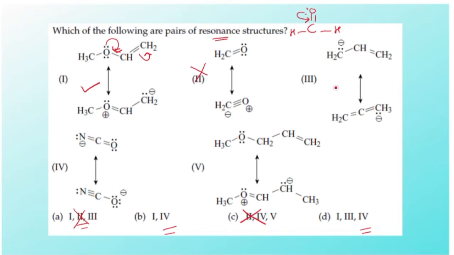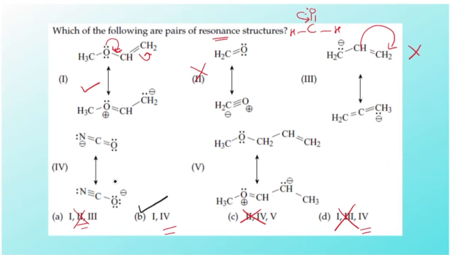So let's verify the third one. See, in resonance, only the pi electrons and lone pair electrons will be delocalized, not the atoms. But in structure 3, you see the hydrogen is delocalized. Is this possible? Not possible at all. Therefore, eliminate option 3. This also should be eliminated. So what is the correct answer we have? Option B. Directly go ahead with B and you don't even have to verify 4 and 5.